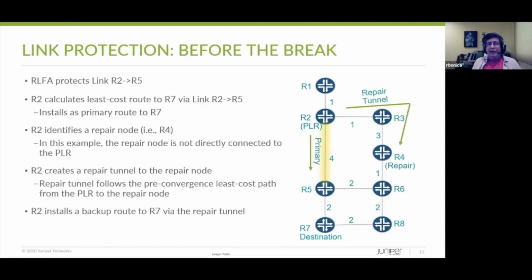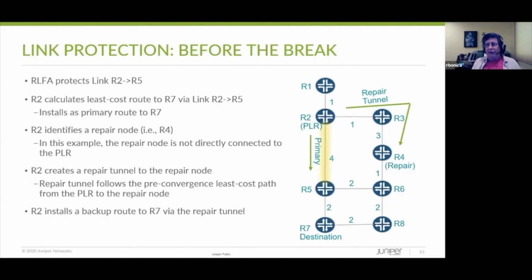So let's take a look at the exact same topology we had a couple slides back. This is the topology in which LFA would not work because the metric between R3 and R4 had been elevated to 3. So again, RLFA is protecting link R2, R5. That's the link highlighted in yellow. R2 calculates its least cost path to R7, and it's still through R2, R5, and it installs that as the primary. Now, R2 identifies a repair node.